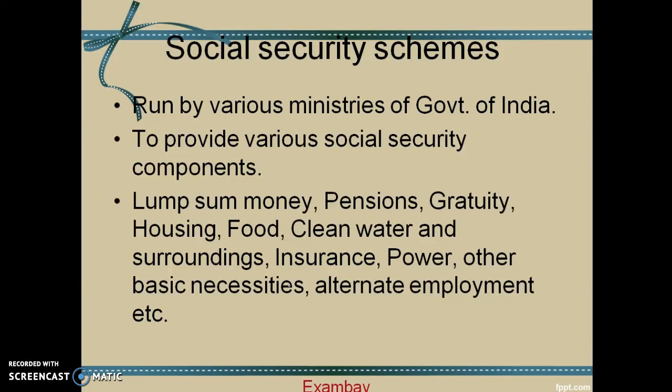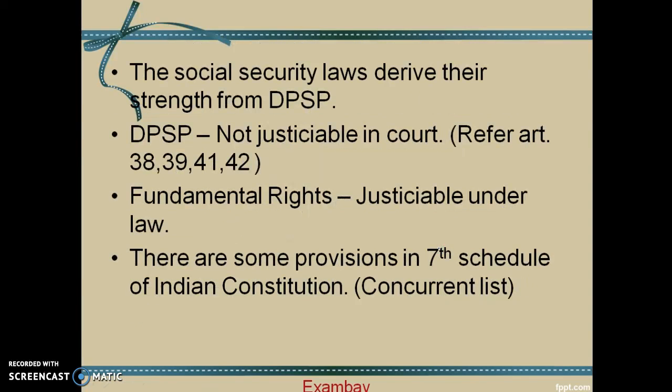Then we have clean and accessible water, right? And clean surroundings, where we can see the thrust of the present government on providing clean toilets. This is also a social security, right? Then insurance, power, other basic necessities, alternate employment through skill building, employment for youth, right? So these are the things.